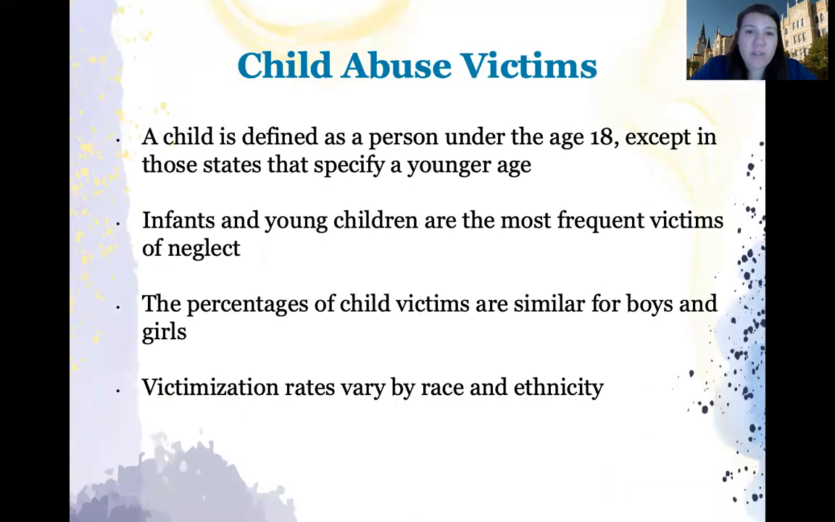A child is defined as a person under the age of 18, except in those states that specify a younger age. Infants and young children are the most frequent victims of neglect. The percentages of child victims are similar for both boys and girls, and victimization rates vary by race and ethnicity. So we see this across all socioeconomic backgrounds, all different race and ethnicity backgrounds as well.